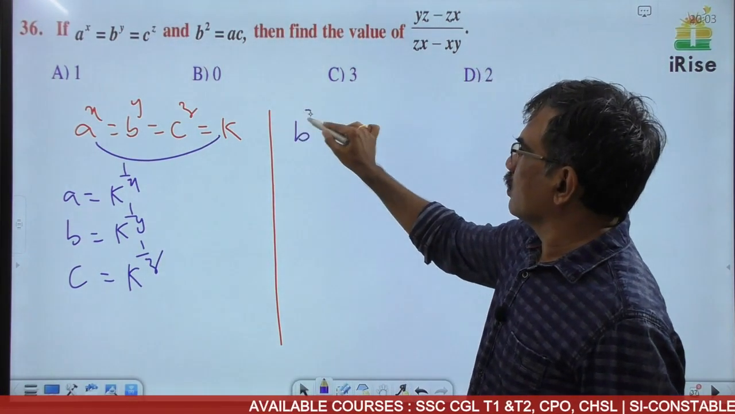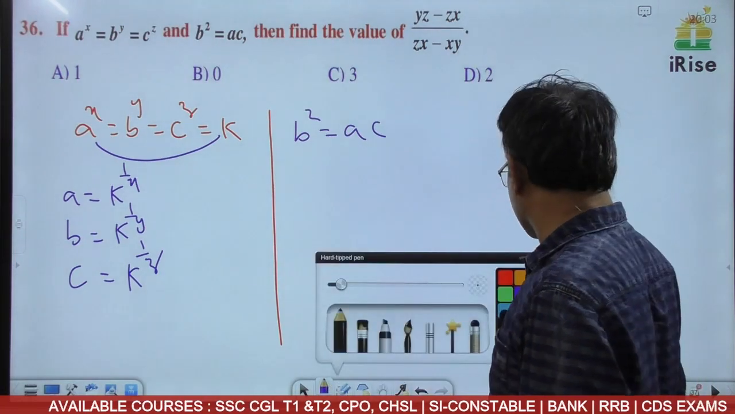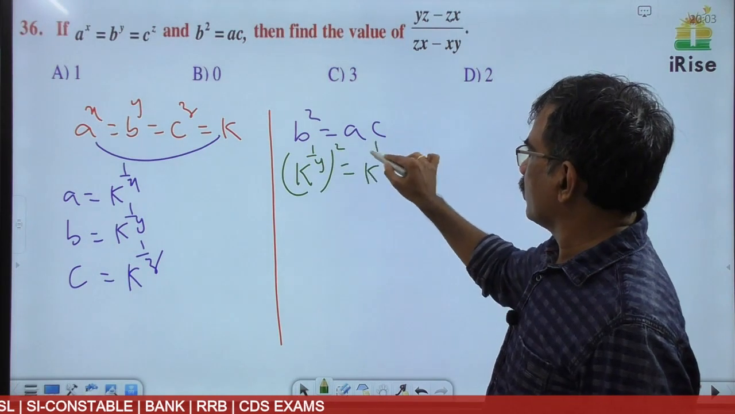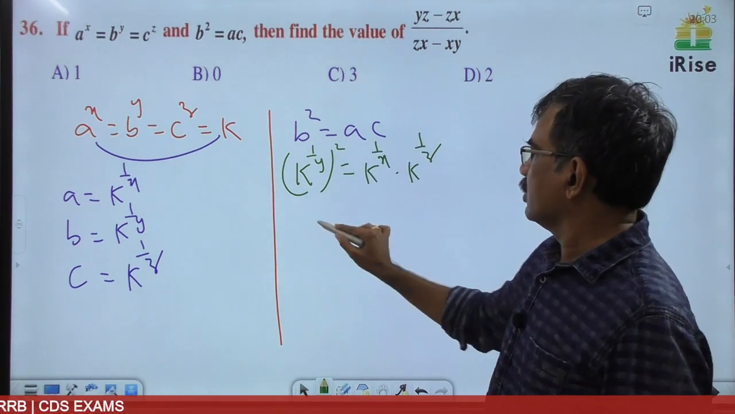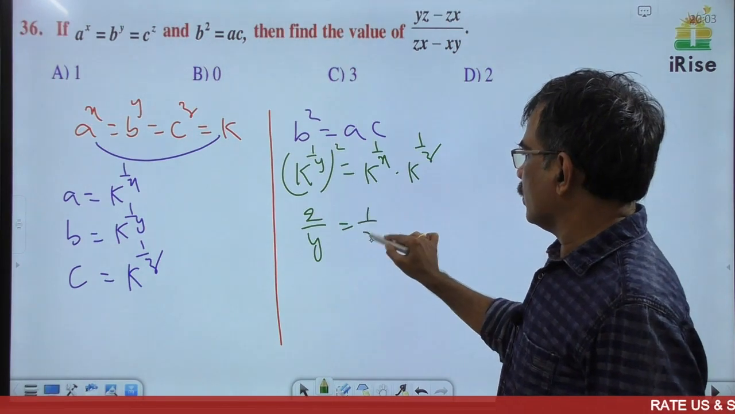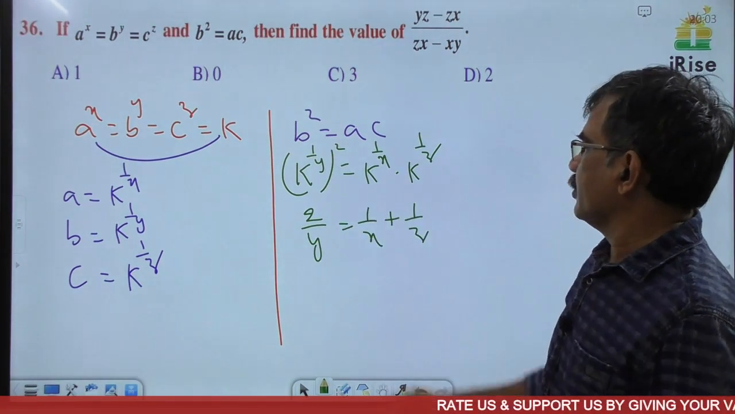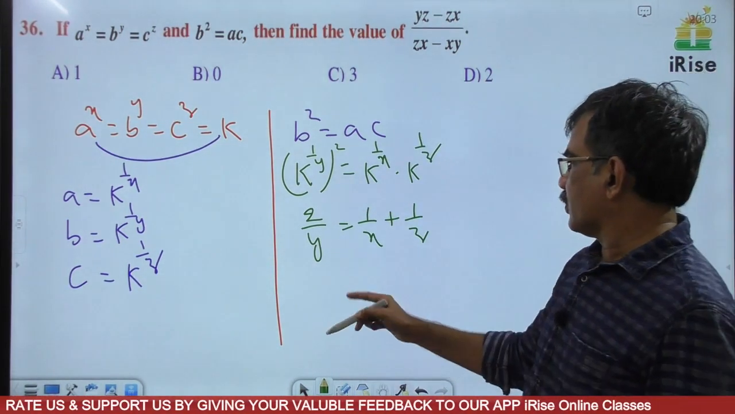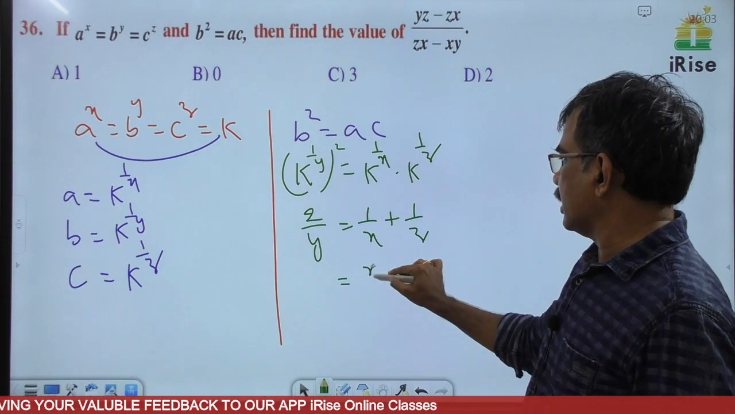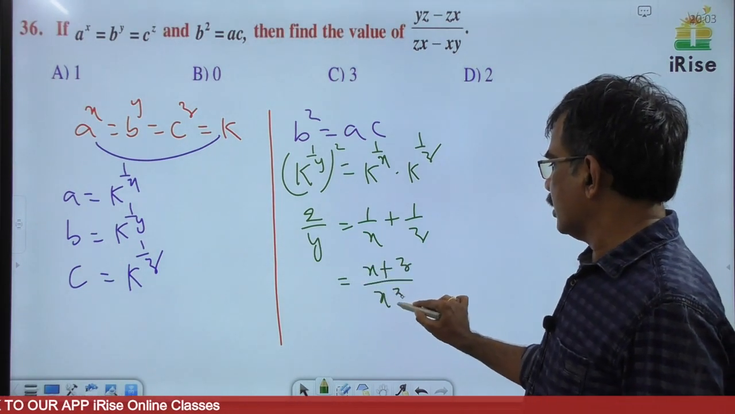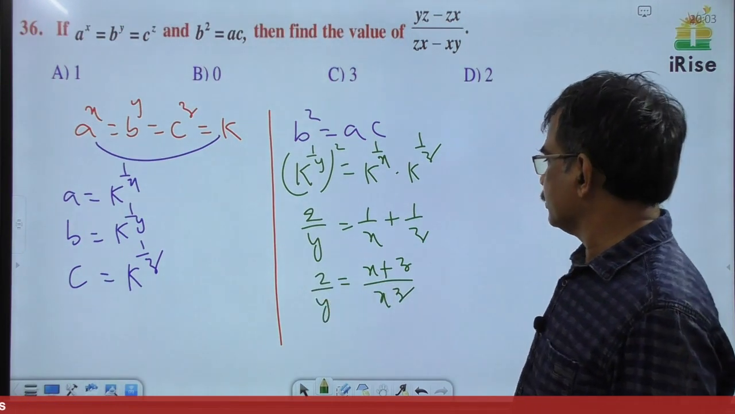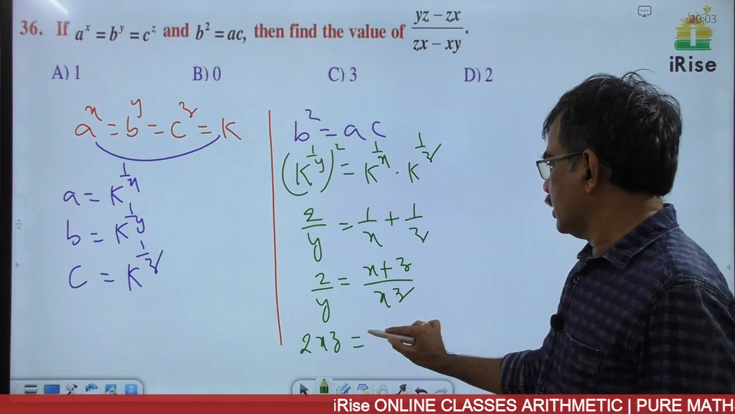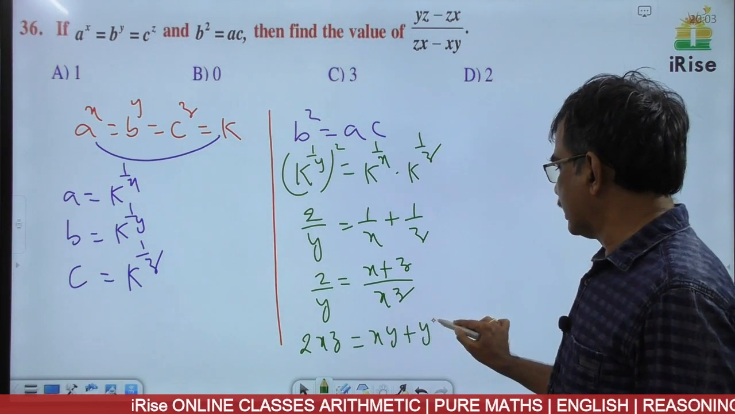Substitute in the condition b square is equal to ac. What is b square? k power 1 by y whole square is equal to k power 1 by x into k power 1 by z. So 2 by y is equal to 1 by x plus 1 by z, because the bases are the same, we can add the powers. So from this, x plus z by xz is equal to 2 by y. So 2xz is equal to xy plus yz.